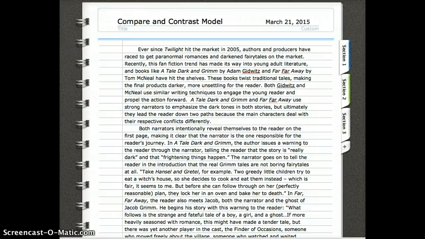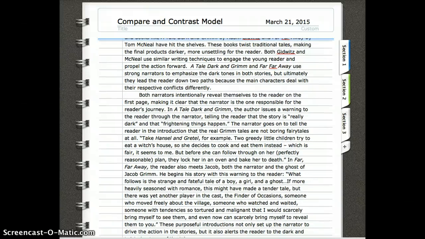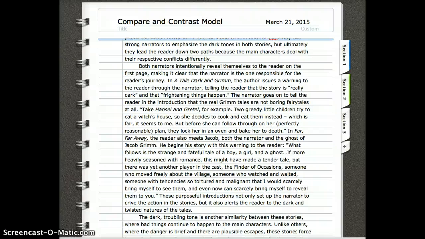to death. In Far, Far Away, the reader also meets Jacob, both the narrator and the ghost of Jacob Grimm. He begins his story with a warning to the reader. What follows is the strange and fateful tale of a boy, a girl, and a ghost. If more heavily seasoned with romance, this might have made a tender tale, but yet there was another player in the cast, the finder of occasions, someone who moved freely about the village, someone who watched and waited, someone with tendencies so tortured and malignant that I would scarcely bring myself to see them, and even now scarcely bring myself to reveal them to you.